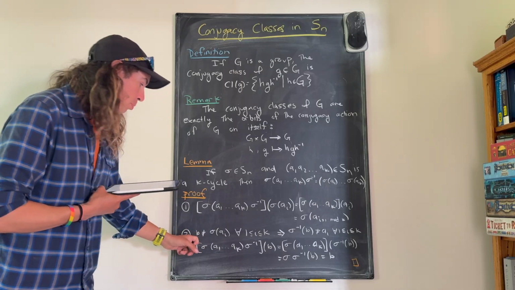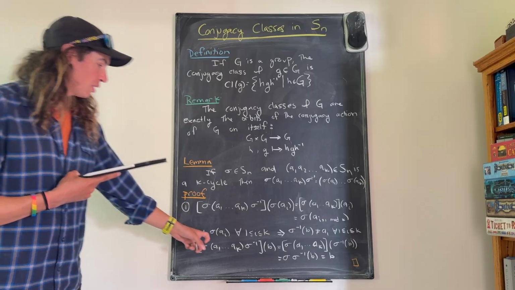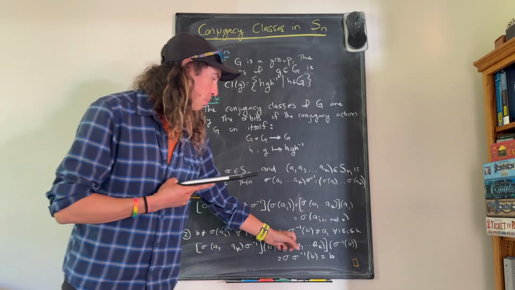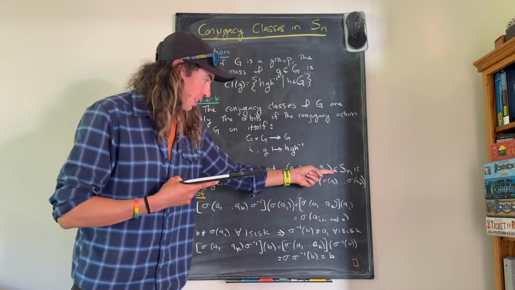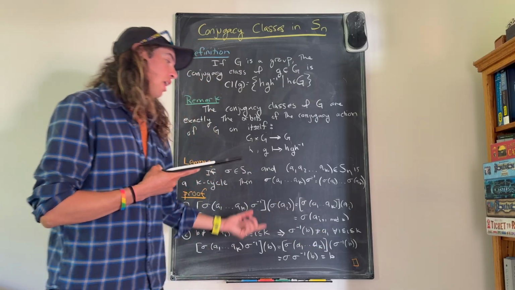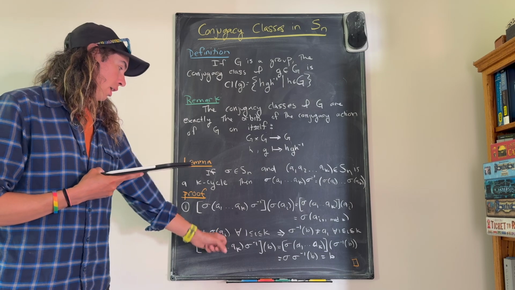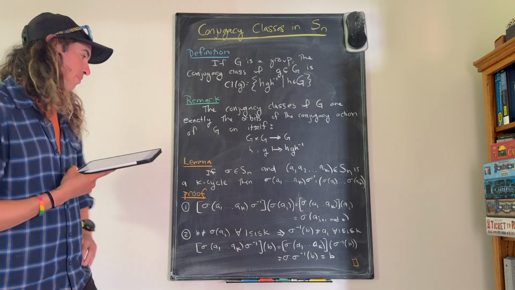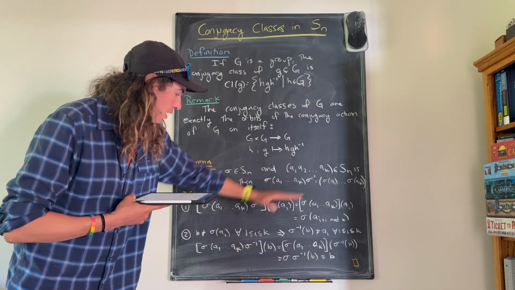So, if b is not on that list, well, sigma is a bijection, so that means that sigma inverse of b cannot be equal to any of the a_i's on this list, right? If sigma inverse of b were equal to one of the a_i's, I would just apply sigma to both sides, and I'm going to get that b is equal to sigma of a_i. Excellent.